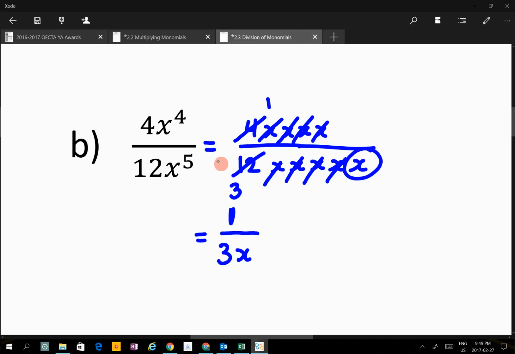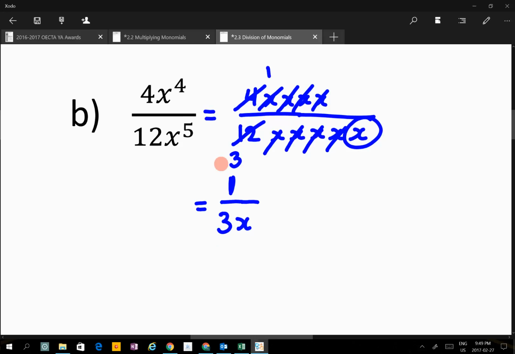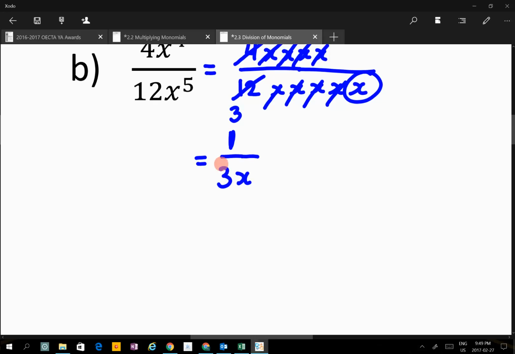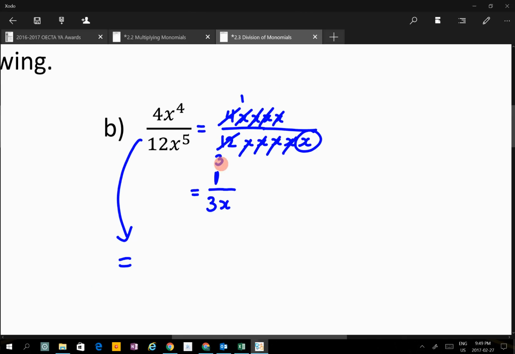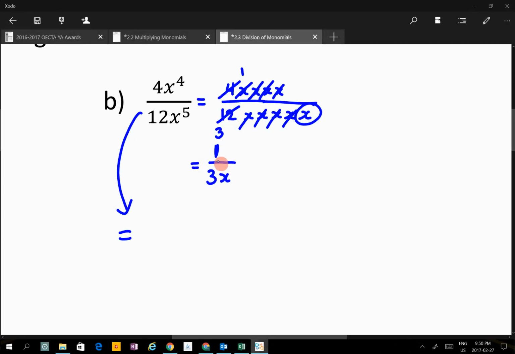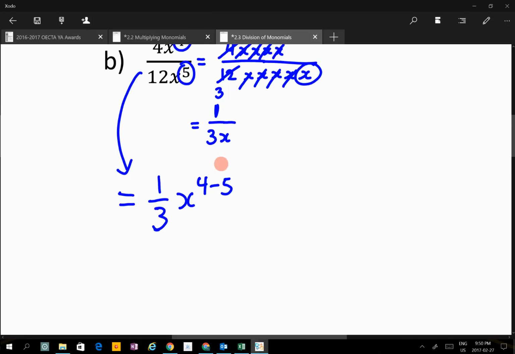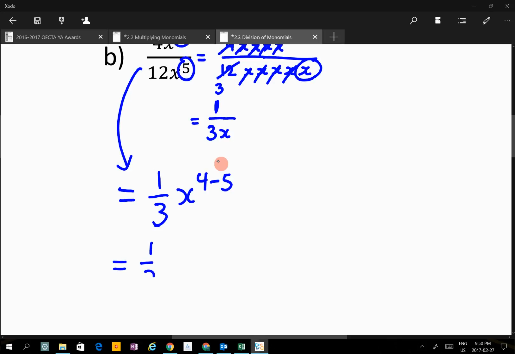Now, that's really a long way of looking at it. The simple way of looking at it is just to take your original question and reduce the fraction. 4 over 12 becomes reduced to 1 over 3. And let me just rewrite this. So 1 over 3. And I have here the quotient rule. Remember, just subtract the exponents, 4 minus 5. And that leaves me with 1 over 3 times x to the power of negative 1.